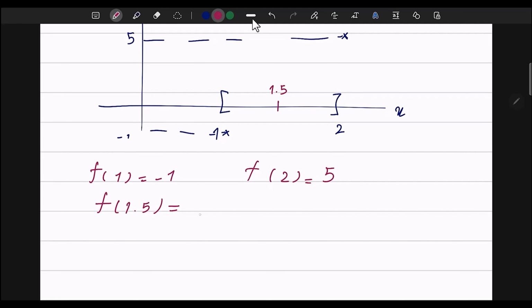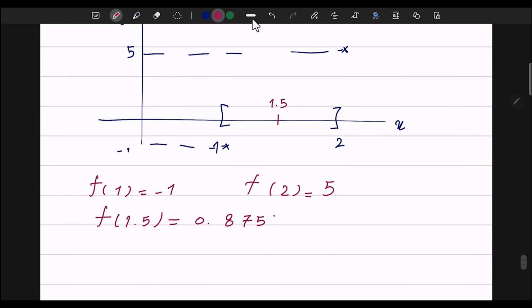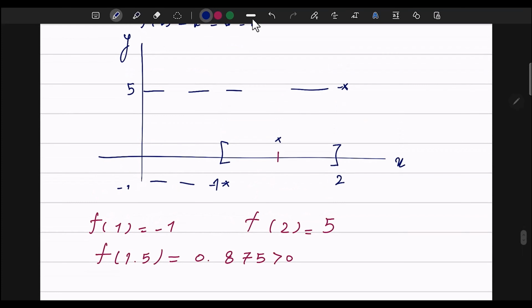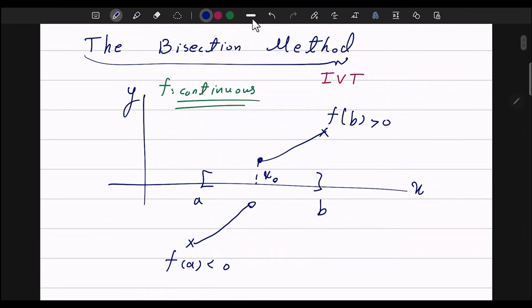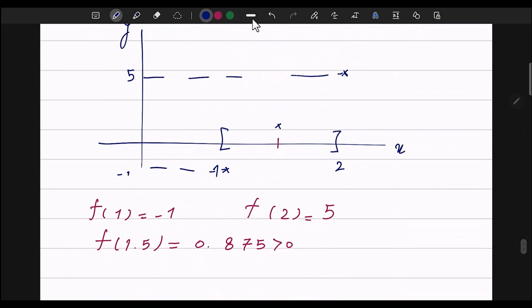So if you do so, that would be, yep, that's right. So this is positive, so it would be something like this. And now let's again get back to the intermediate value theorem. In this interval, the function could be completely positive, so it does not necessarily have a root. But in this interval, it has to have at least one root.